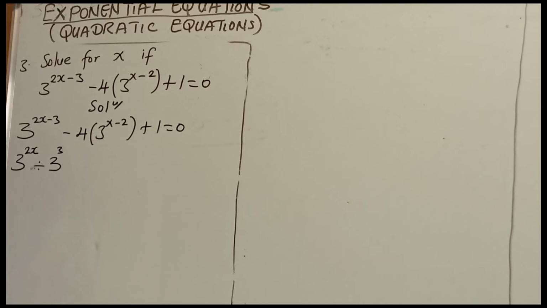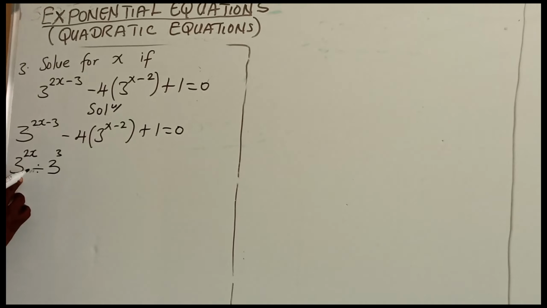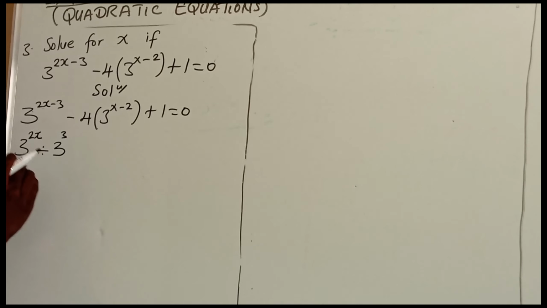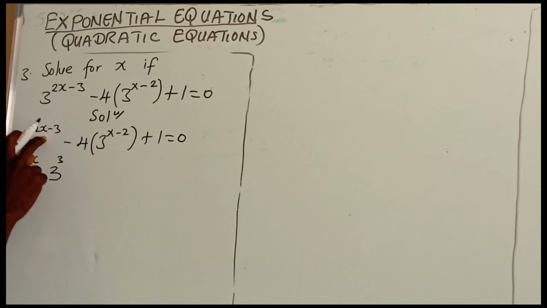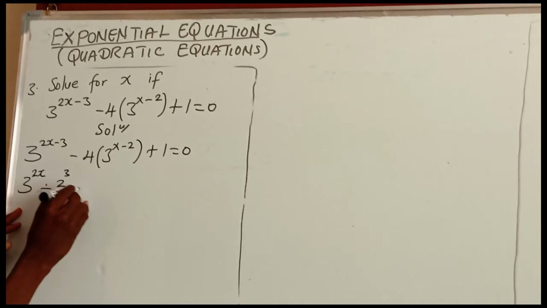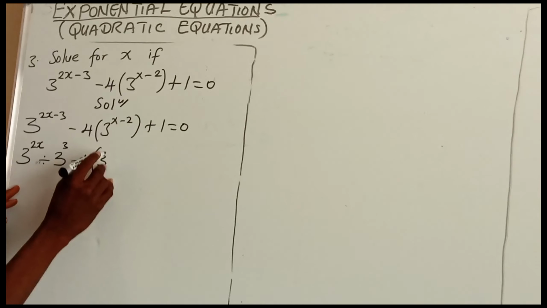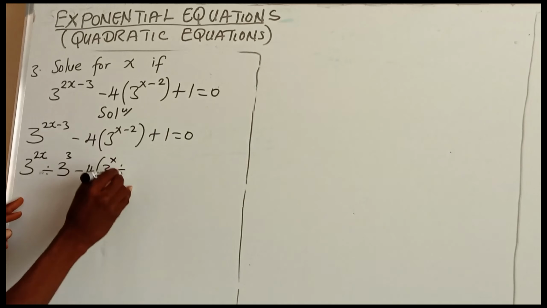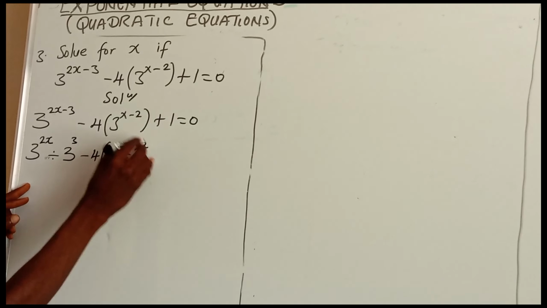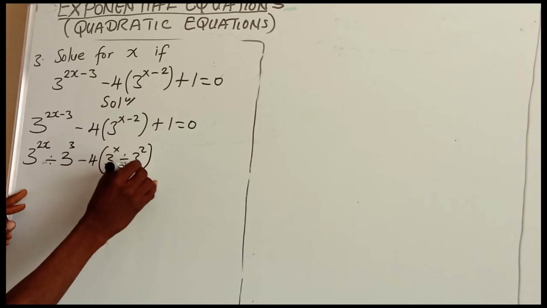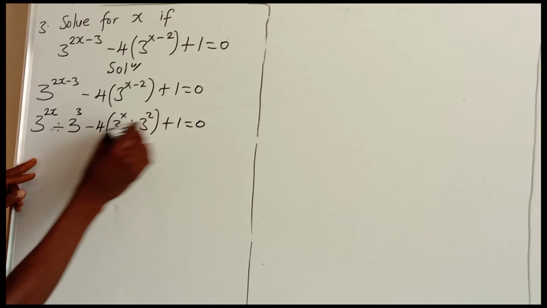Are we getting it? So this and this, they have the same base. So when you take one base, you subtract, it will give you the same as this expression. So minus 4 as well as this, 3 raised to the power x divided by 3 raised to the power 2, because of this other power. Brackets close, plus 1 equals to 0.